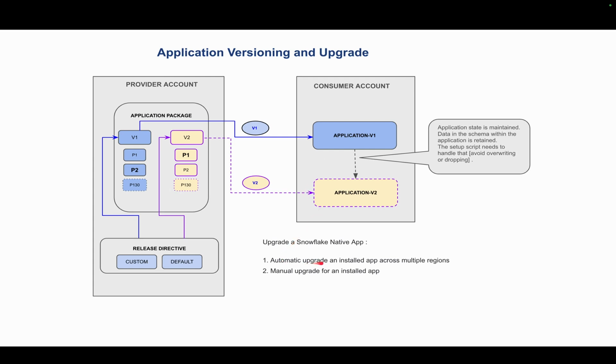Number one, there's an automatic upgrade. The release directive can be set in such a way that the provider will automatically push version 2 patch 1 to all the consumer accounts wherever the application is installed. The other way is a manual upgrade, wherein it's more of a pull than a push. The consumer decides at what point of time the consumer wants to install or upgrade the existing version by a new version.